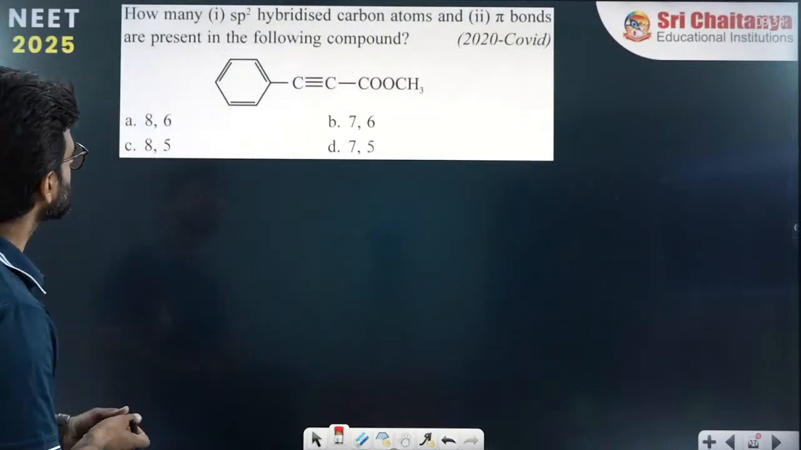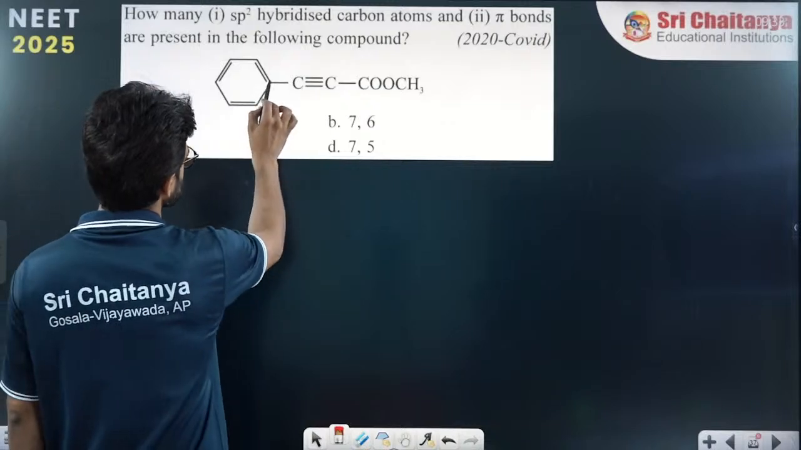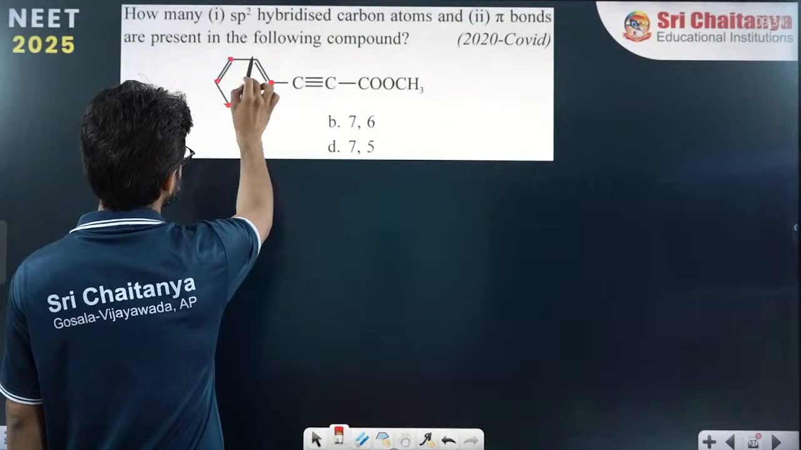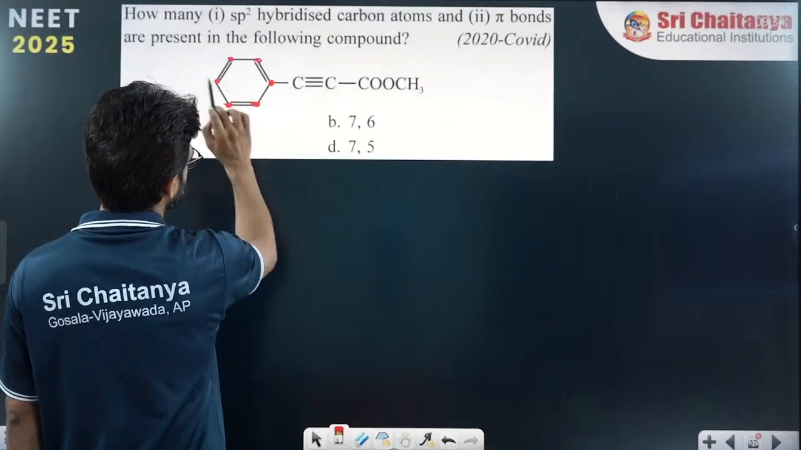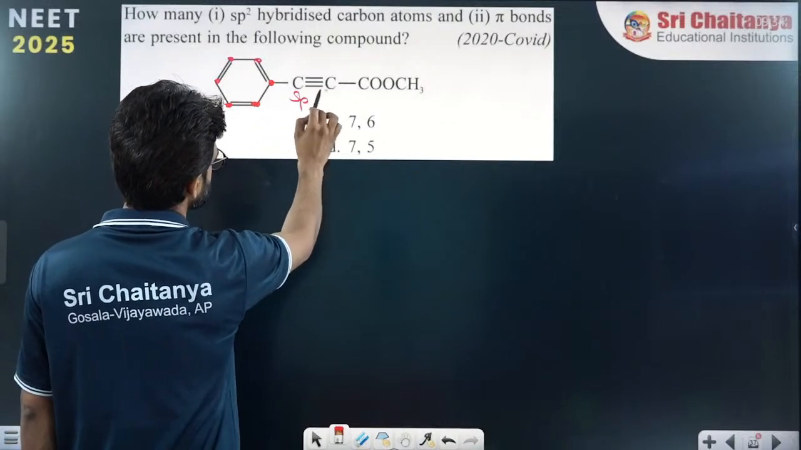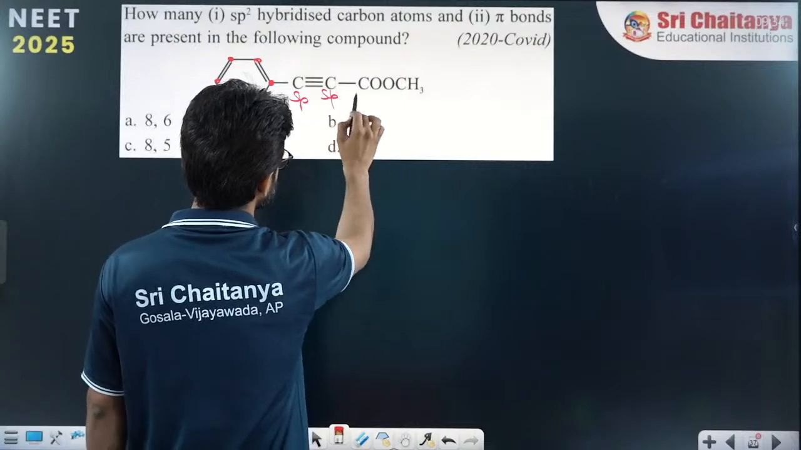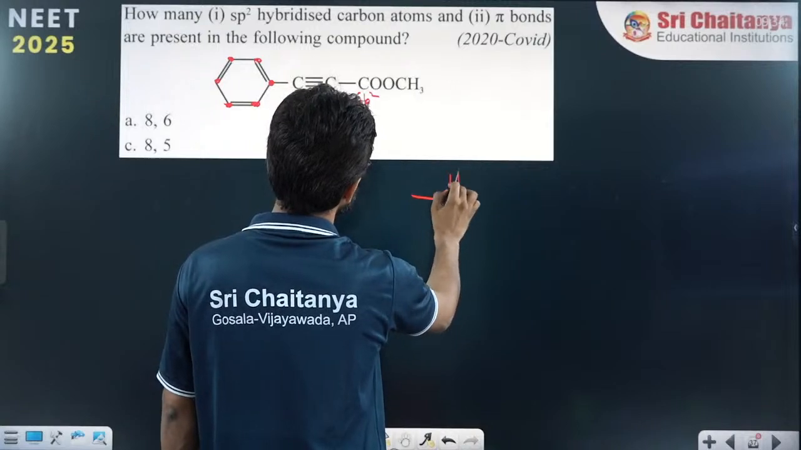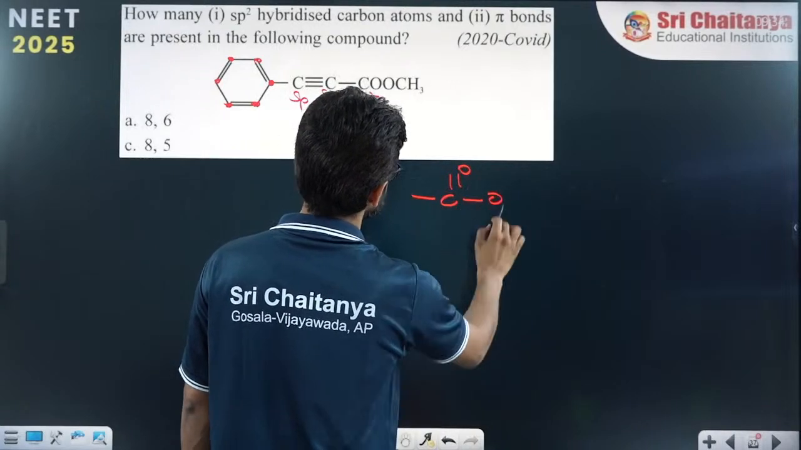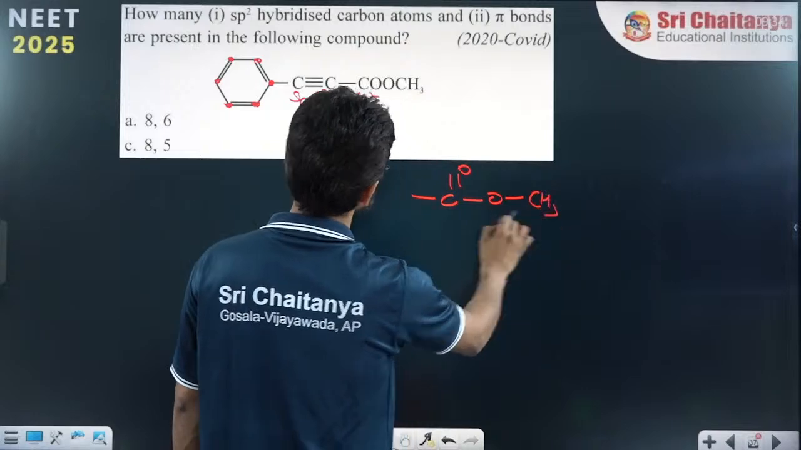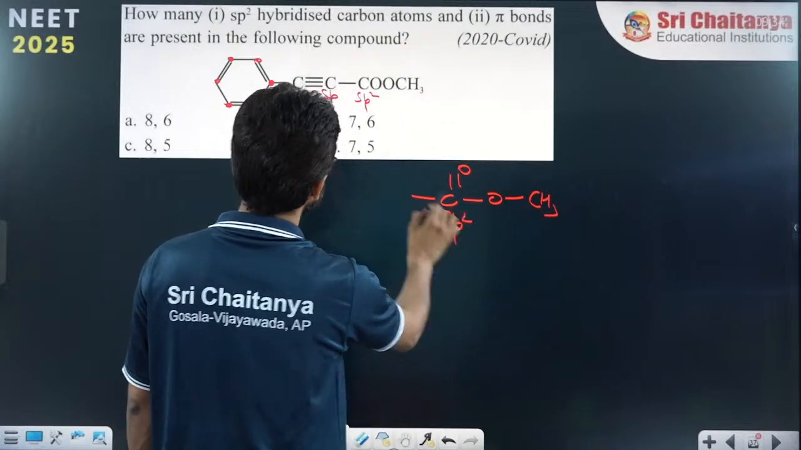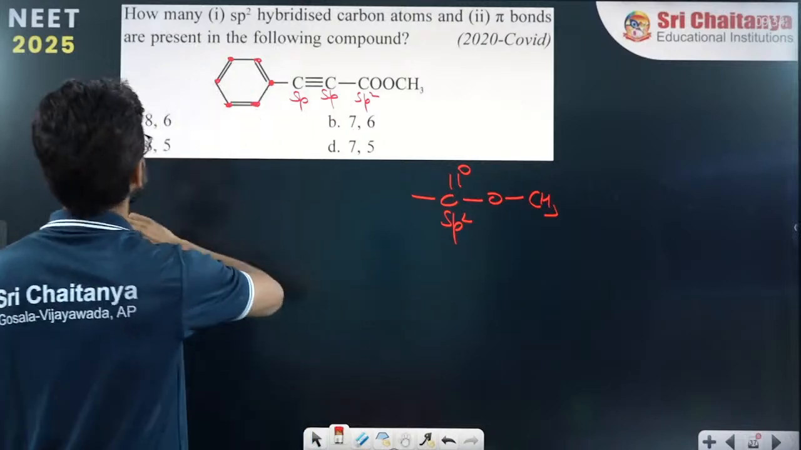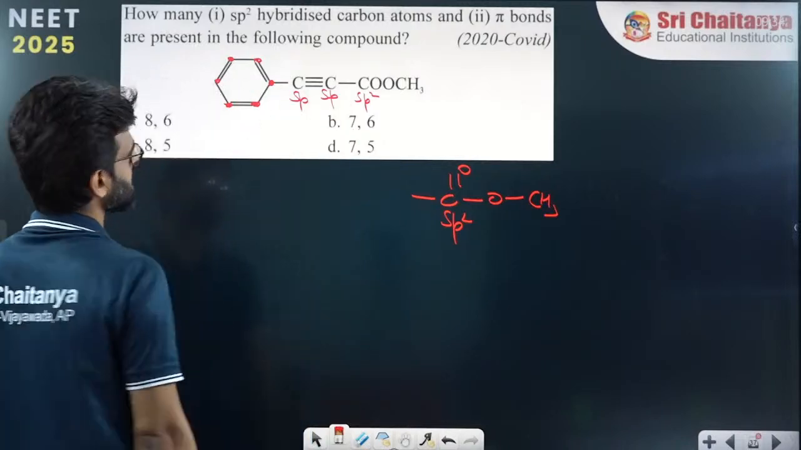How many sp2 hybridized carbons are there? Here you see this has 3 sigma bonds only. 3 sigma, 3 sigma, 3 sigma, 3 sigma. All 6 are sp2 hybridized. This carbon is also sp2 hybridized, if you check carefully. This is like this one, right? This is sp2 hybridized. So how many? 1 and 6. So 7 are sp2 hybridized, and they are asking the number of pi bonds.